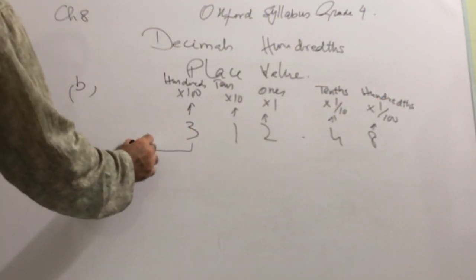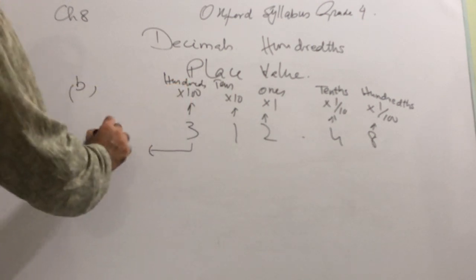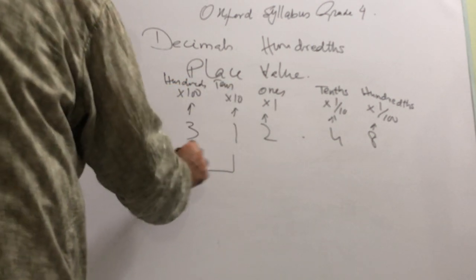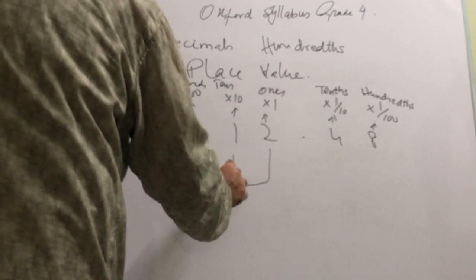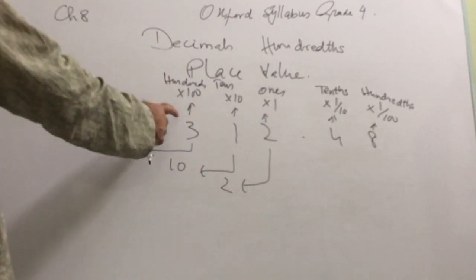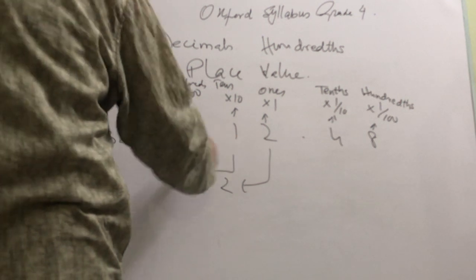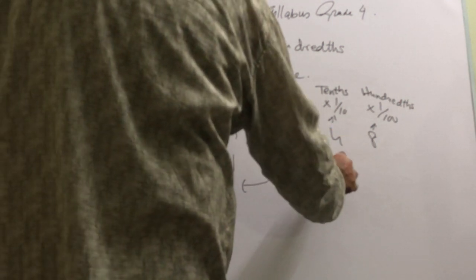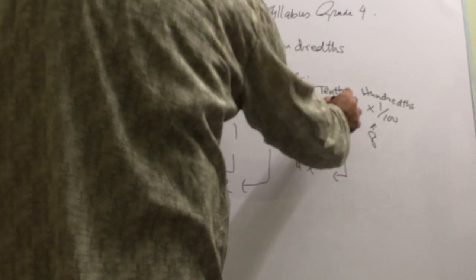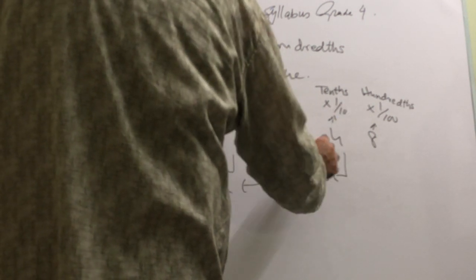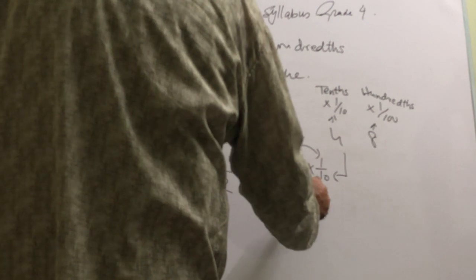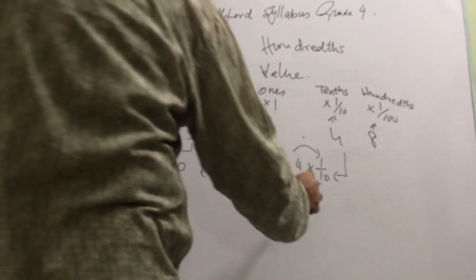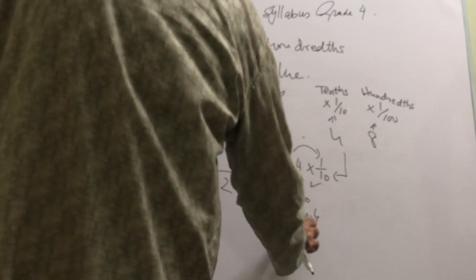So for its value, 3 will be multiplied with the 100, it becomes 300. 1 will be multiplied with the 10, it becomes 10. 2 will be multiplied with the 1, it becomes 2. The place value of 3 is 300, place value of 1 is 10, place value of 2 is 2. For the place value of 4, we will multiply it with 1 over 10. 4 will be multiplied with 1, becomes 4 over 10. This is the place value of 4. You can write it in decimal as 0.4.